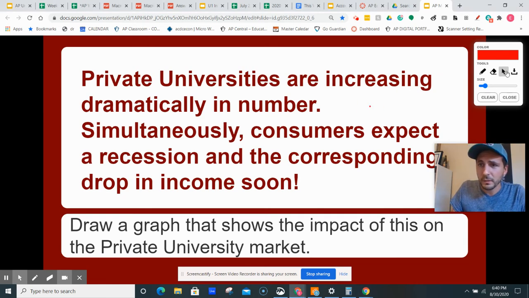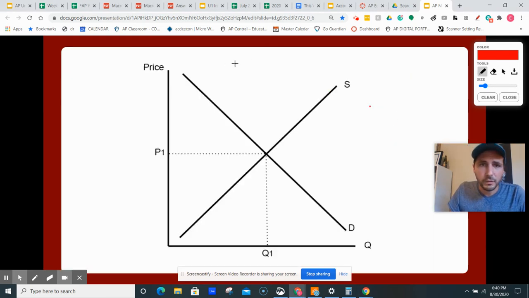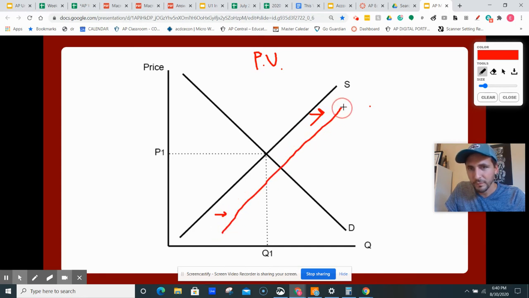So we're doing private universities, PU. First thing I know is there's a lot more of them, right? Increase in sellers. So supply is going to shift to the right. However, at the same time, we expect a recession. If individuals, demanders, expect their incomes to fall, are they going to demand more or fewer private universities? They're going to demand more of this college or less of this college in aggregate. Of course, they're going to demand less.